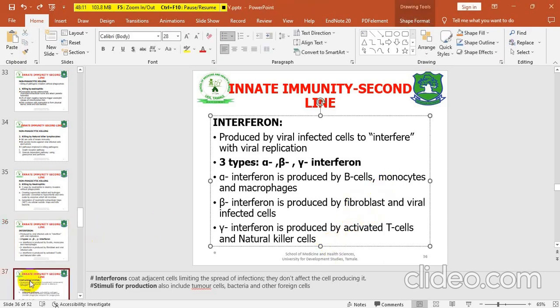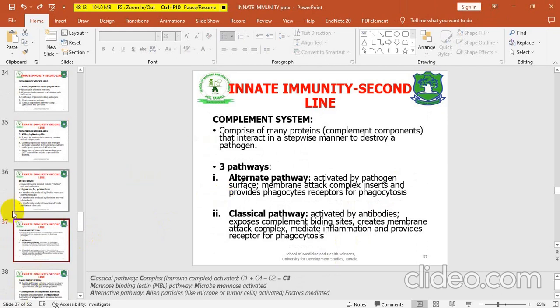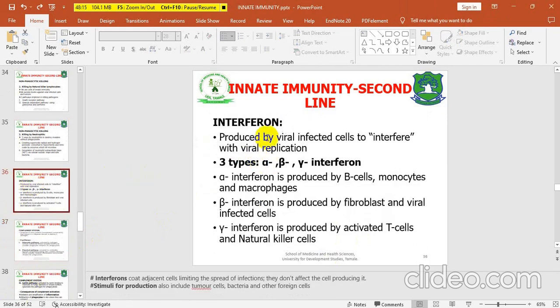Okay, so let's continue. The interferons are chemicals produced by viral infected cells. So for those who are having hepatitis B, hepatitis C, interferons are very expensive. Some of them are even selling them for 70 million. Some are selling them for 15 million. Some are selling them for 100 million. They are very expensive and very, very effective.